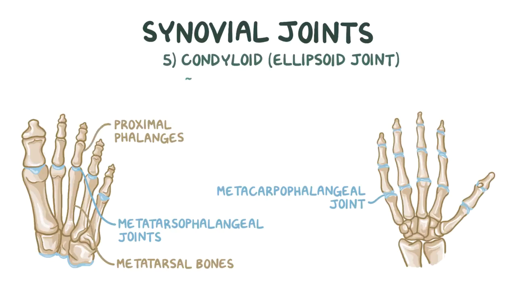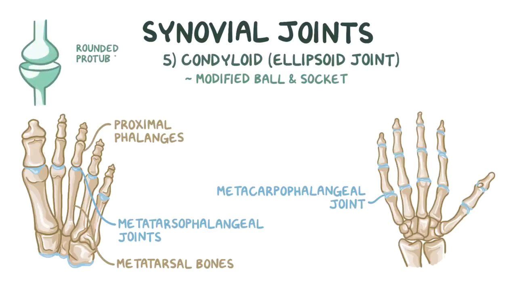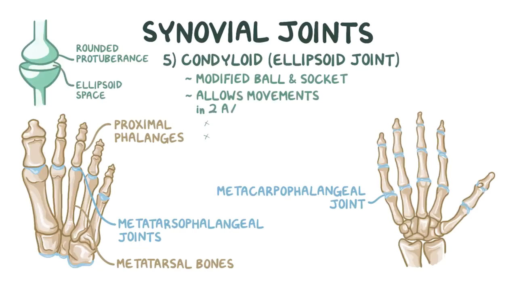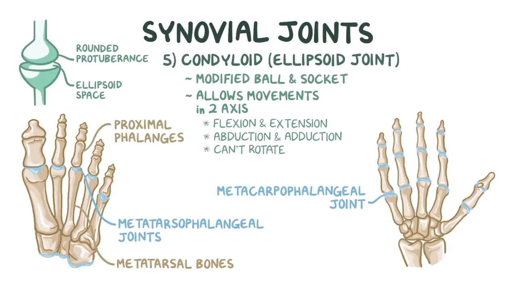This joint is basically a modified version of the ball and socket, because one of the bones has a rounded protuberance which fits into a hollow ellipsoid space of the opposite bone. This allows movements in two axes, flexion extension and abduction adduction. But unlike the ball and socket type, condyloid joints can't rotate around an axis, because the socket has an ellipsoid shape. It's the shape you get when you squash a ball so that it's no longer perfectly round. That change limits movement more than a round socket.